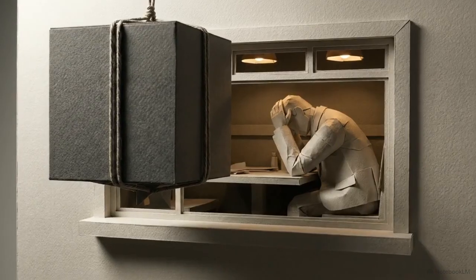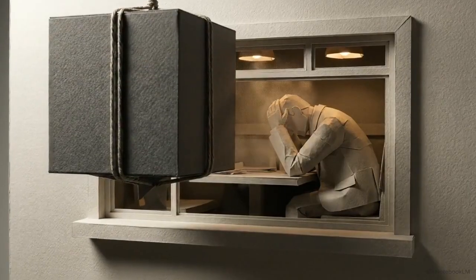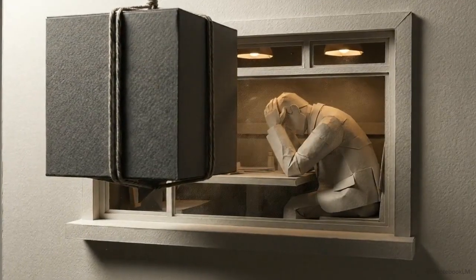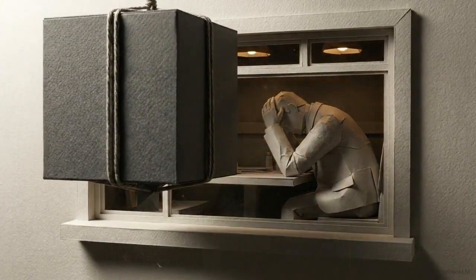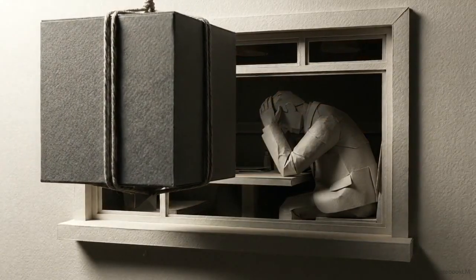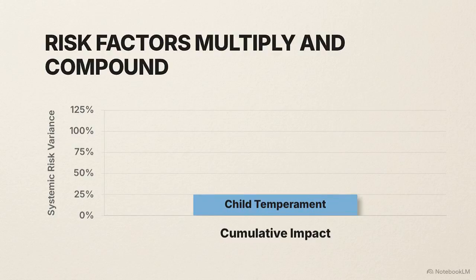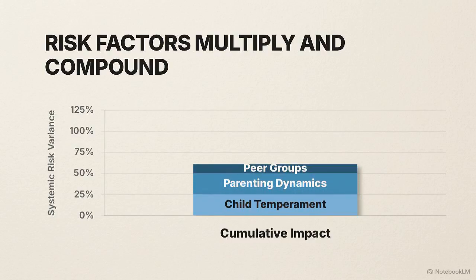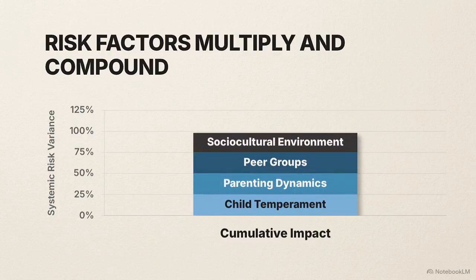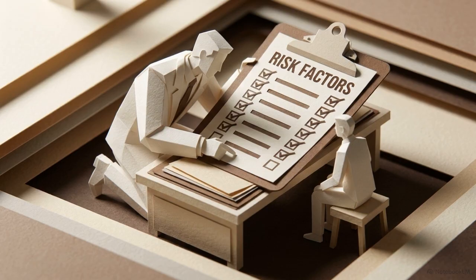Treating a child's behavioral problems requires acknowledging this mechanical, downward pressure. The structural disadvantage actively suppresses the family system's ability to cope. When adverse risks emerge across a child's personal temperament, parenting, peer groups, and sociocultural environment, they do not operate in isolation. They compound. The total number of systemic risks a child faces simultaneously explains a massive portion of the variance in their final developmental outcomes.